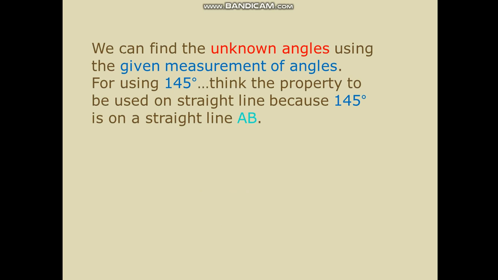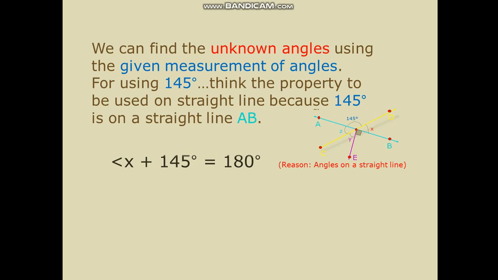We can find the unknown angles using the given measurement of angles. We are given 145 degrees. So what can we use? Yes, if you see the blue line, straight line AB, we have two angles on that straight line, angle x and 145 degrees. By adding these two angles, we get 180 degrees, because we already know that all the angles on a straight line add up to 180 degrees.